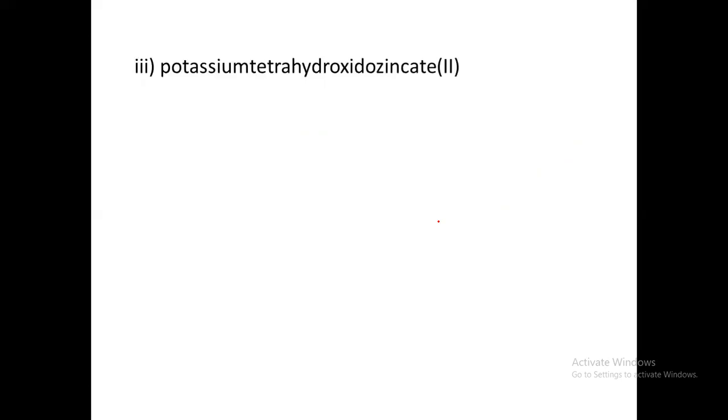Now, potassium tetrahydroxidozincate(II). Okay, zincate 2. So there is an ATE. So ATE with the metal means the complex is negative, which means the square bracket is the second part. Okay, so what is the first part? Potassium. So just put the counter ion. Okay, we'll decide the number later.